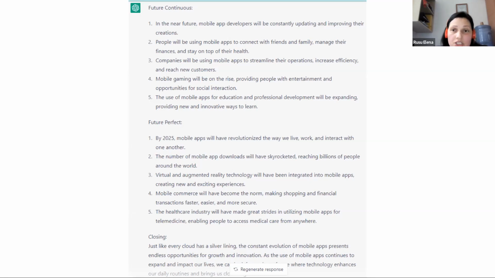My question to ChatGPT was how future mobile apps can change the world. And in this description, please write 5 sentences in future continuous, 5 in future perfect, and in conclusion, write the silver lining statement or expression. And as you can see, the application created a coherent text.